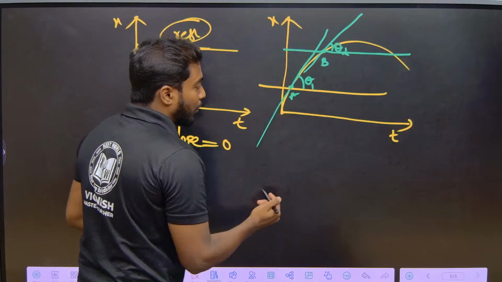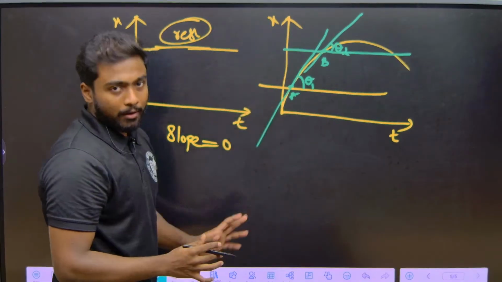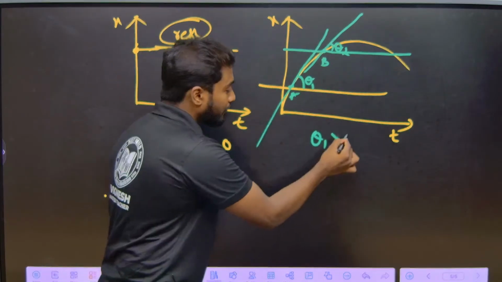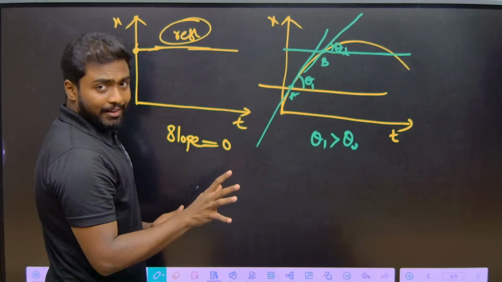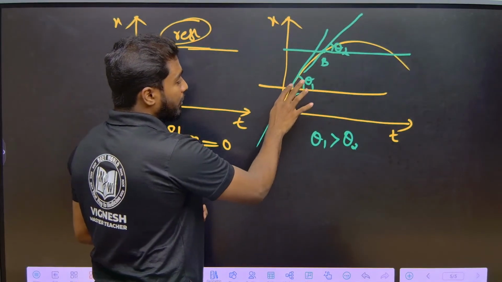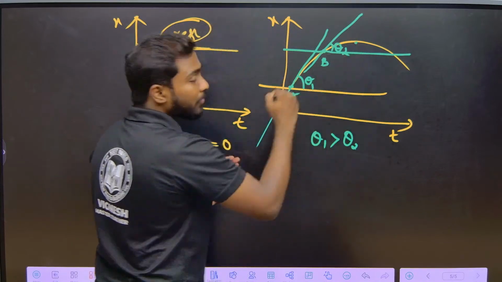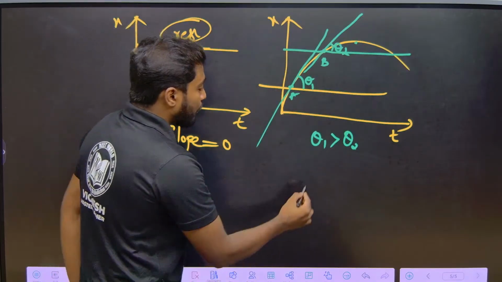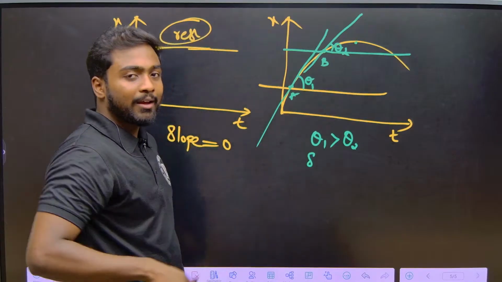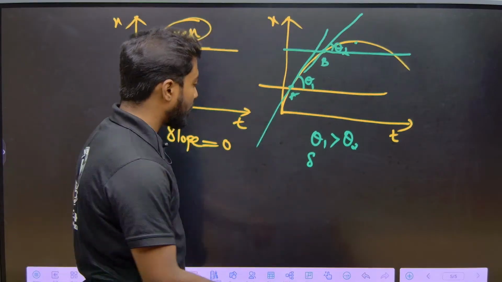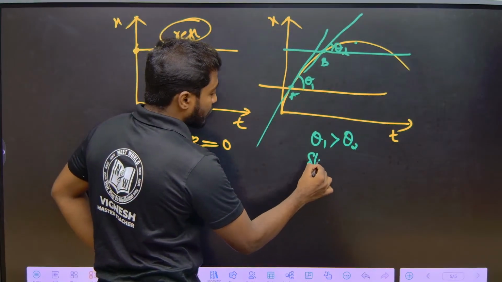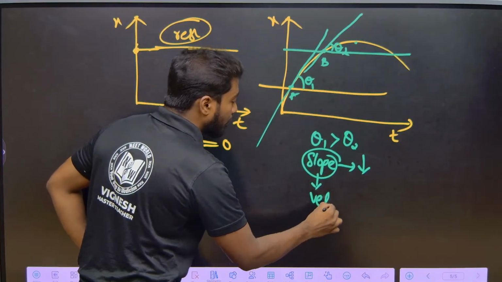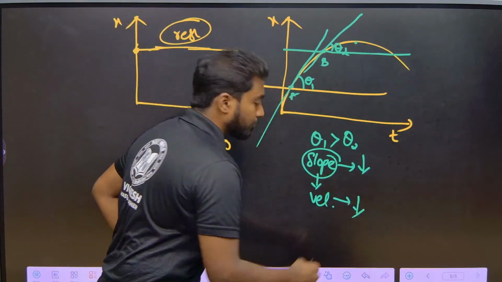When I analyze this, for point A theta 1, for point B theta 2. So theta 1 is greater than theta 2. What can I say from this graph? If I go from point A to point B or point B to point C, the angle goes on decreasing. If theta decreases, slope also decreases. What is slope? Slope is nothing but velocity for an x-t graph. So velocity also decreases.